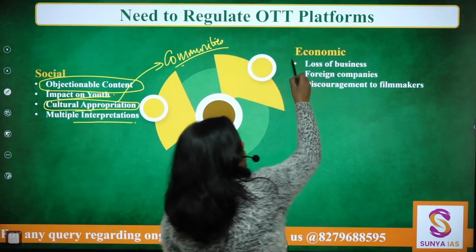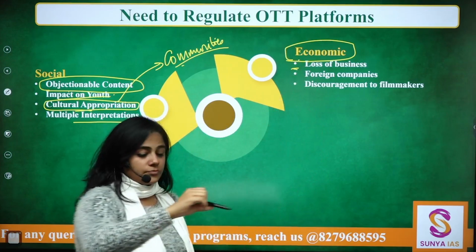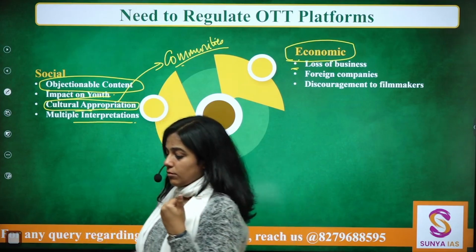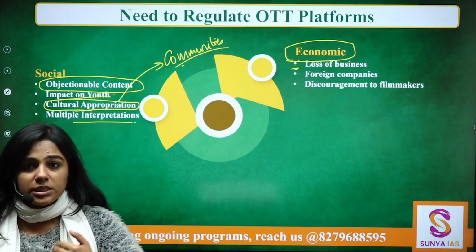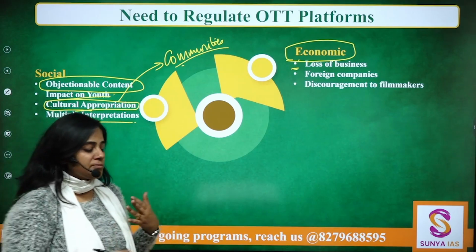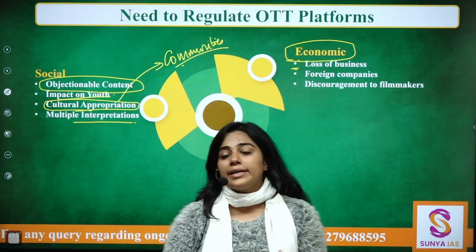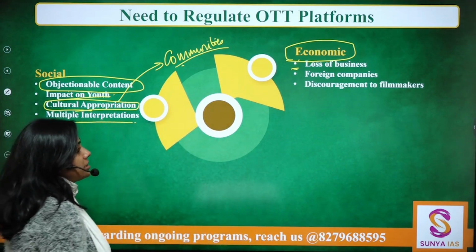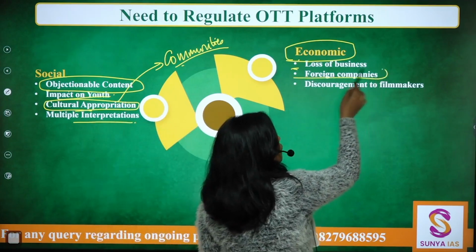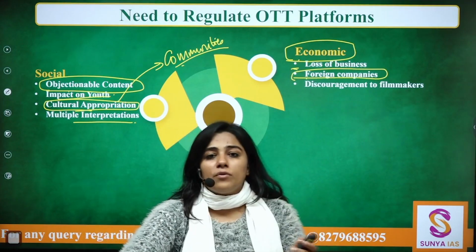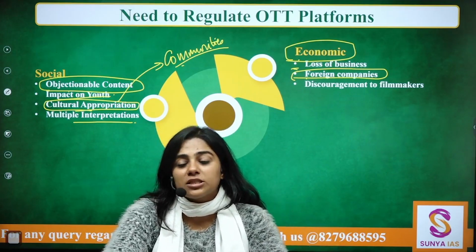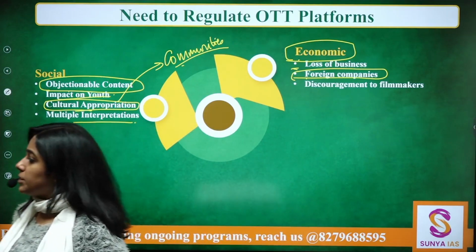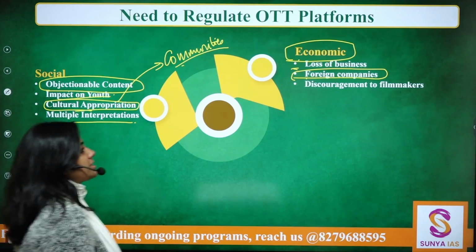Okay. Now economically, it has led to loss of businesses, especially for the movie hall owners of tier 2, tier 3 cities, whose livelihood was dependent on mass media. These OTT platforms have reduced the number of takers for their halls. Then foreign companies can influence the overall narrative. In fact, the funding which comes for these particular web series or these particular movies, it is very important to see where it is coming from.